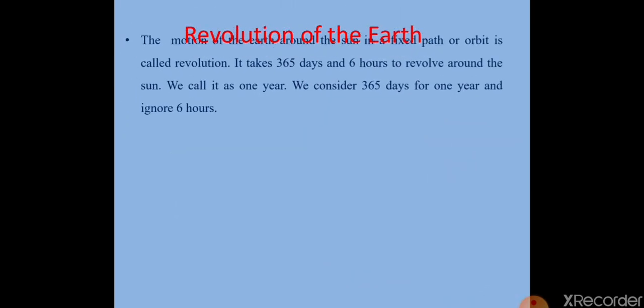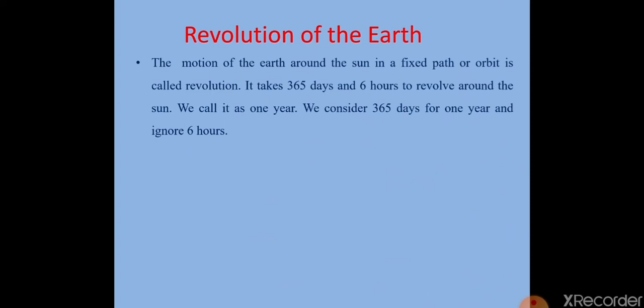Revolution of the earth. The motion of the earth around the sun in a fixed path or orbit is called revolution. What is revolution? The motion or the movement of the earth around the sun in a fixed path or orbit is called revolution. And the earth takes 365 days and 6 hours to complete one revolution. Earth takes 365 days and 6 hours to revolve around the sun. We call it 1 year. We consider 365 days for 1 year and ignore 6 hours.